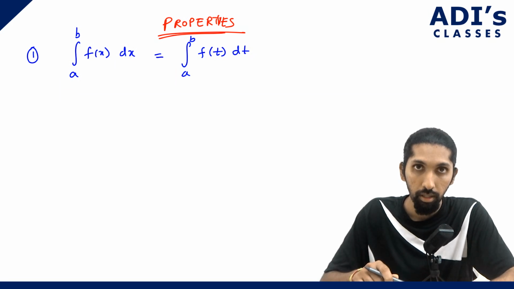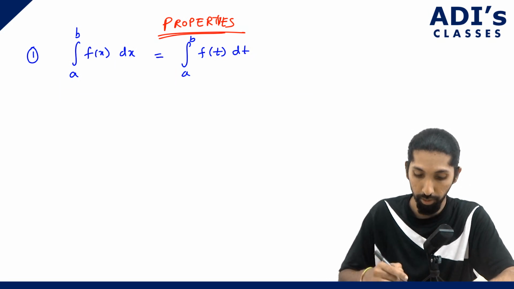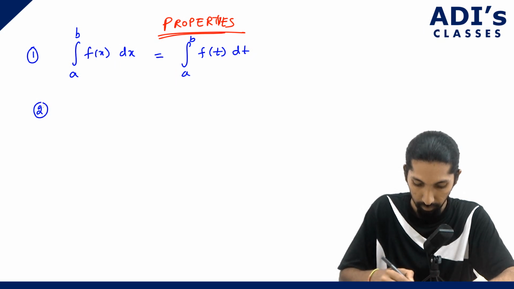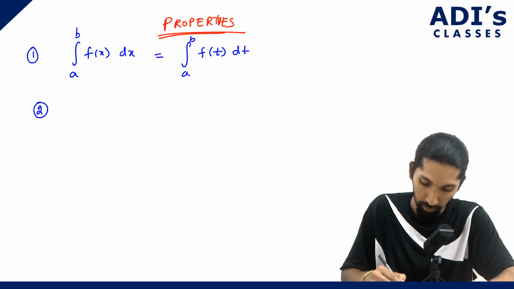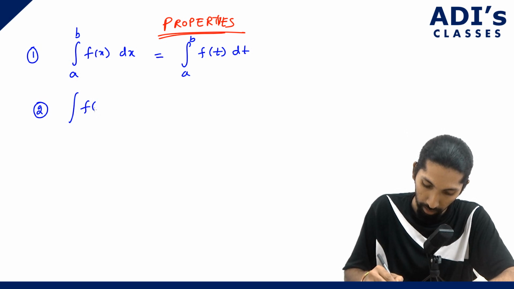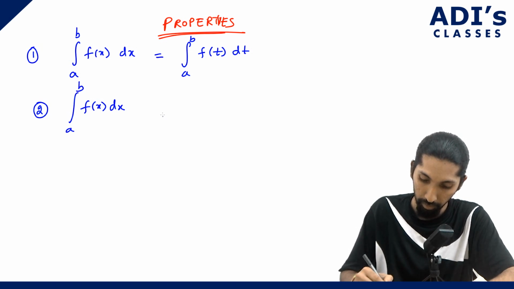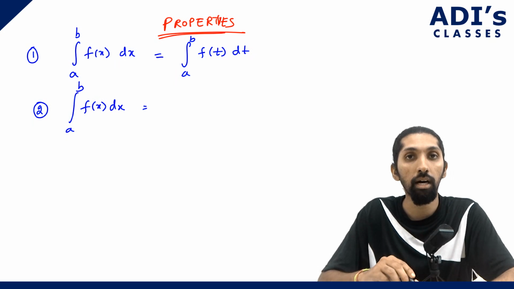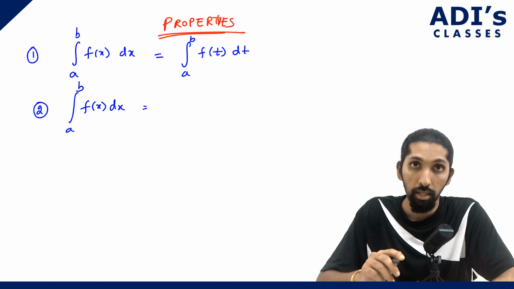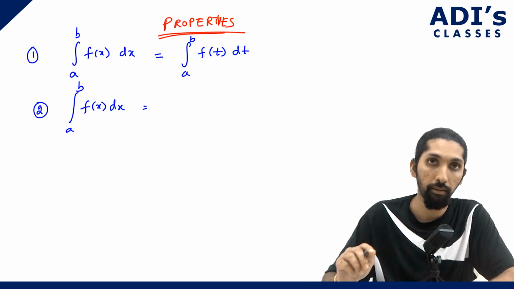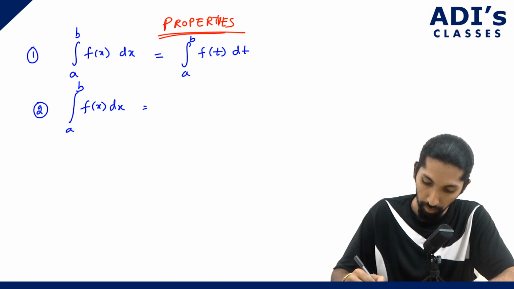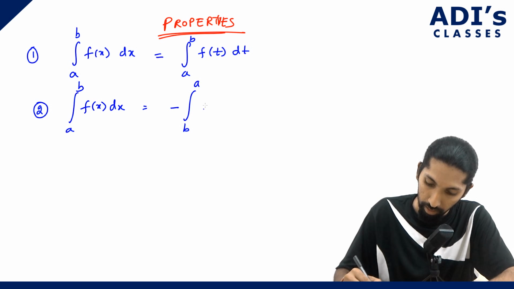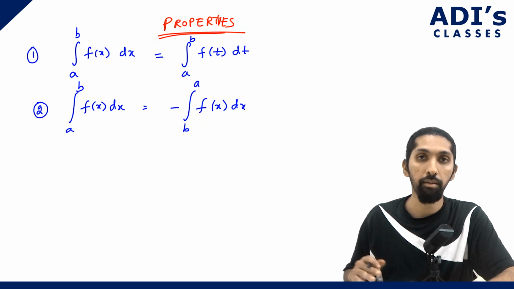Now the second property. Suppose you have integral f of x dx from a to b. Now if the limits are interchanged, then we introduce a negative sign. That means you have minus of integral from b to a f of x dx. This is the second property.